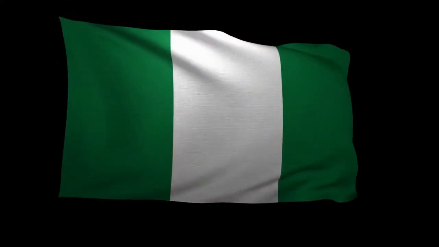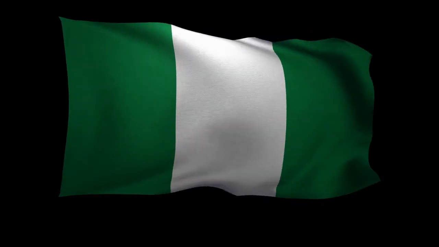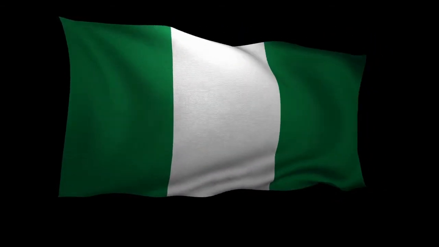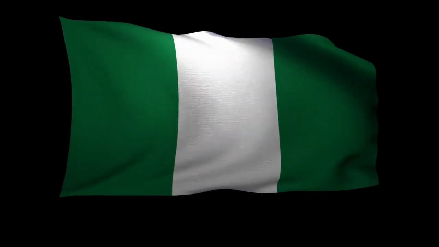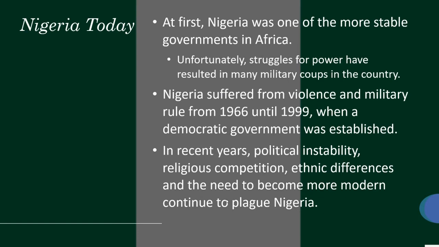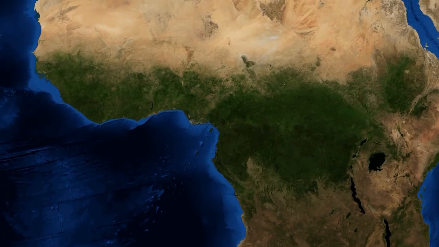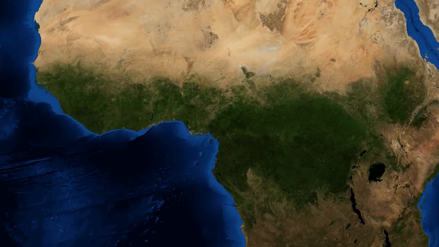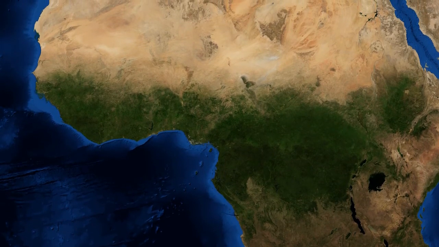Also, in Nigeria, the country was extremely diverse in terms of ethnic groups, over 250 different ethnic groups. Nigeria had maintained its independence until 1914 when Great Britain took over the area officially. By the end of World War II, Nigerians had started political parties to work for Nigerian independence, and most Nigerians believed that the only way to have rights was to be completely free of European rule. At first, Nigeria was one of the most stable governments in Africa after they gained their independence.